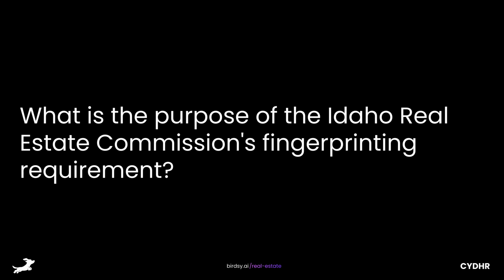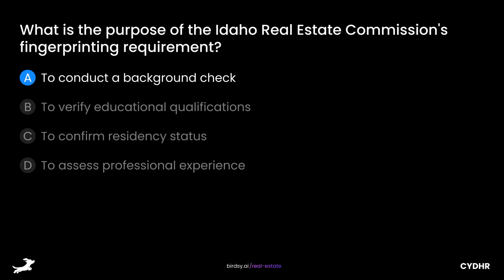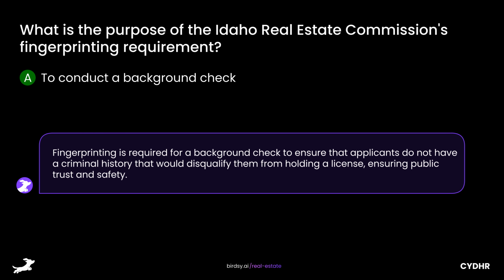What is the purpose of the Idaho Real Estate Commission's fingerprinting requirement? Is it A, to conduct a background check, B, to verify educational qualifications, C, to confirm residency status, or D, to assess professional experience? The answer is A, to conduct a background check. Fingerprinting is required for a background check to ensure that applicants do not have a criminal history that would disqualify them from holding a license, ensuring public trust and safety.